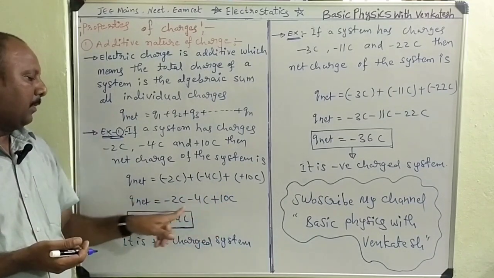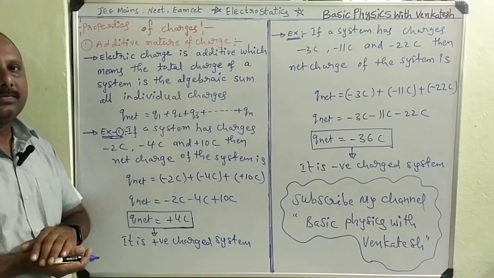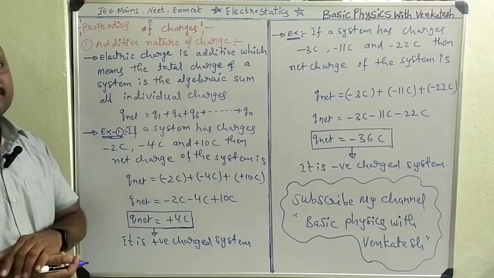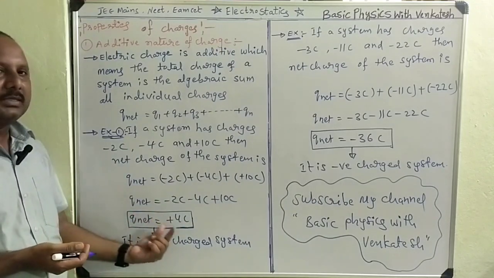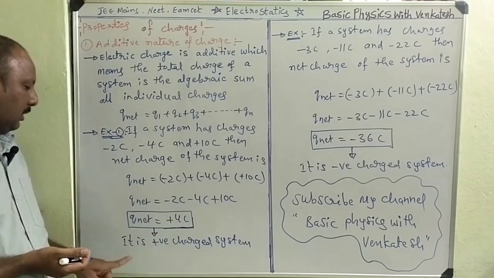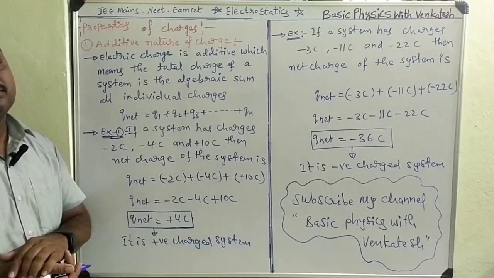So 10 coulombs, minus 2 coulombs, minus 4 coulombs. It is minus 6 coulombs. 10 minus 6 is plus 4 coulombs. So the total charge of the system is plus 4 coulombs. So it is a positive charge. Then the system is a positive charged system.